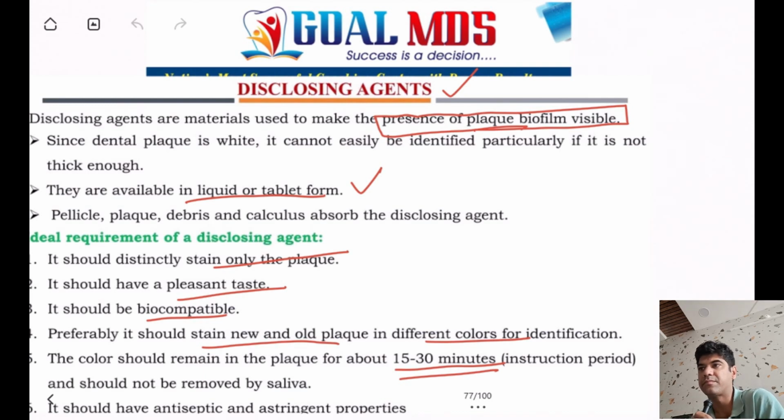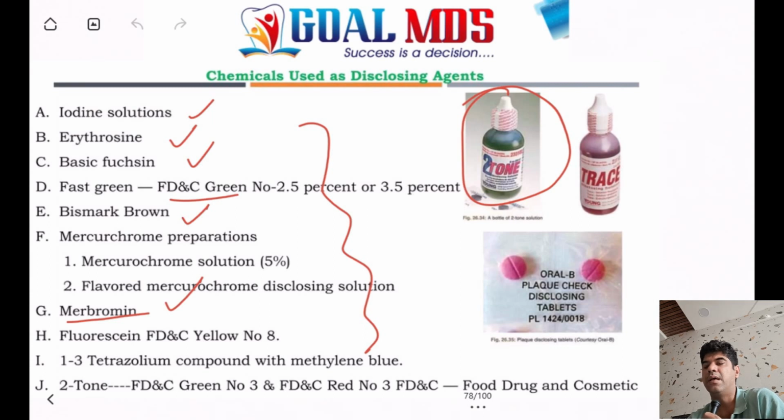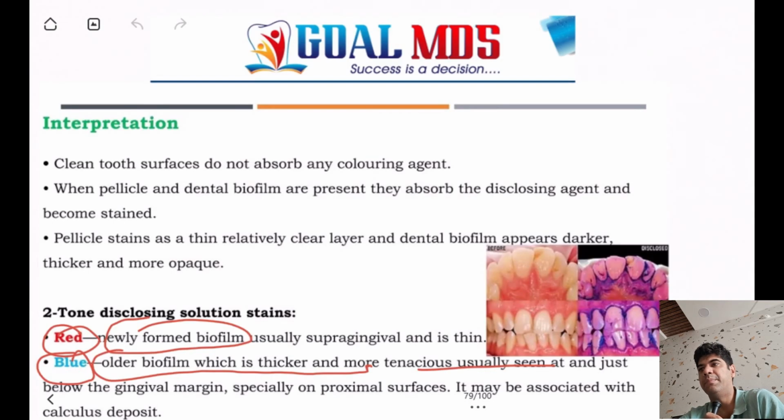Disclosing agents are the materials that help to identify the plaque biofilm. They are available either in liquid or in tablet form. These are the various disclosing solutions: iodine solution, erythrosine, basic fuchsin, fast green dye that can be used as a disclosing agent. So remember all these.